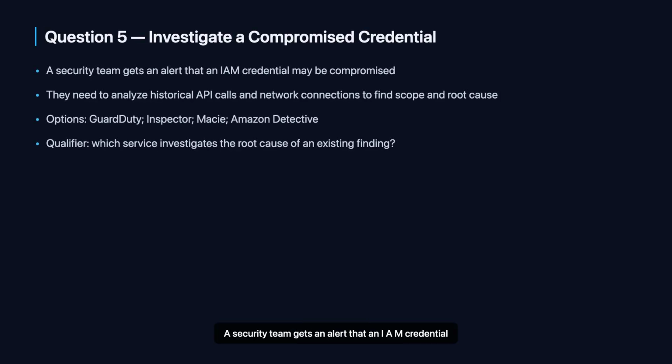Question 5. A security team gets an alert that an IAM credential may be compromised. They need to analyze historical API calls and network connections to work out the scope and the root cause. The options are GuardDuty, Inspector, Macie, or Amazon Detective. The qualifier is investigate the root cause of an existing finding. That verb, investigate, is different from detect, and it matters.